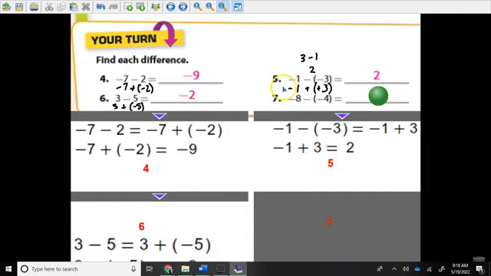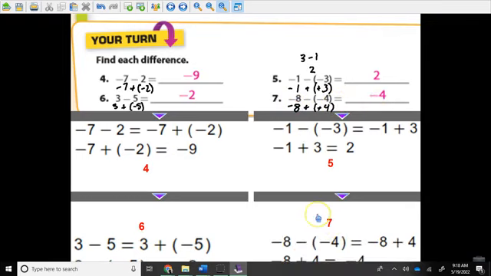Okay, last but not least, negative 8. This turns into a plus sign, change. This changes into a positive 4. So 8 minus 4 would be 4. The 8 is bigger, so it will be a negative 4. Okay? That's it for 17.3. We just went over 17.1, 2, and 3.